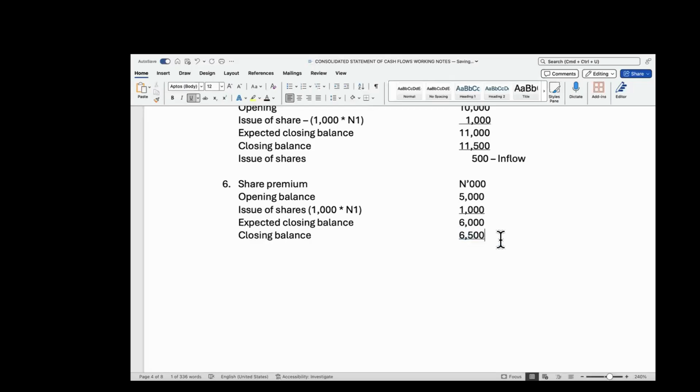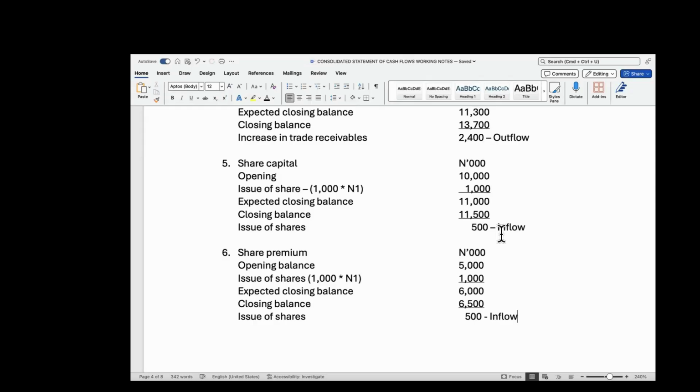So there's a difference of how much? 500. Hold on, is this inflow or outflow? It's inflow. Okay, 500,000. Sir, I still don't understand the issue of shares aspect of the 500 for ordinary shares and the share premium.